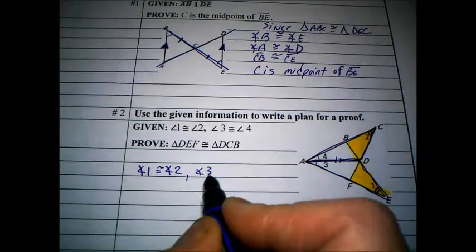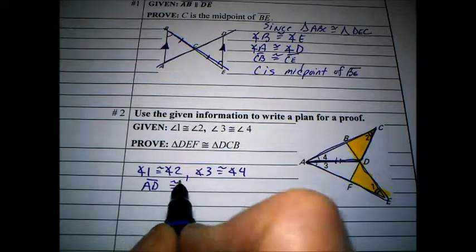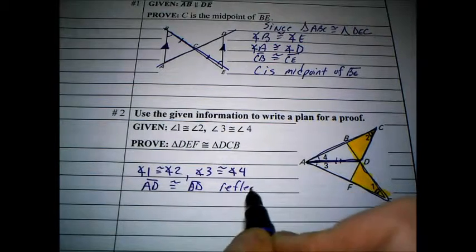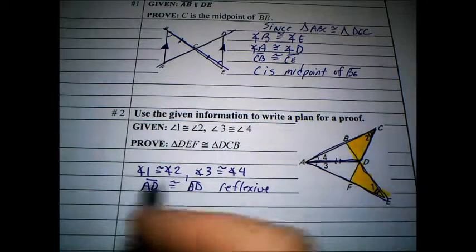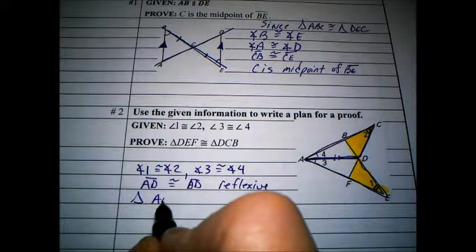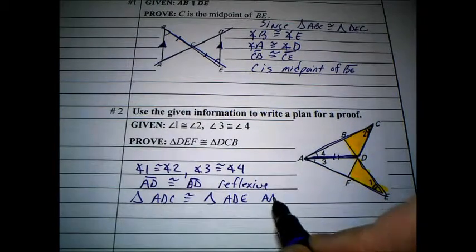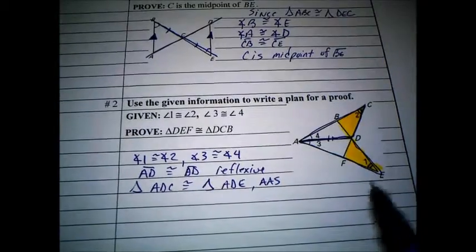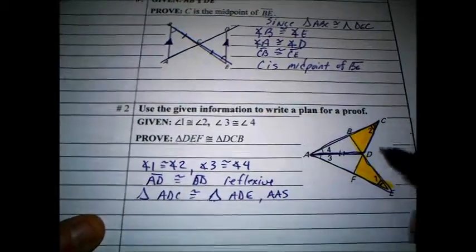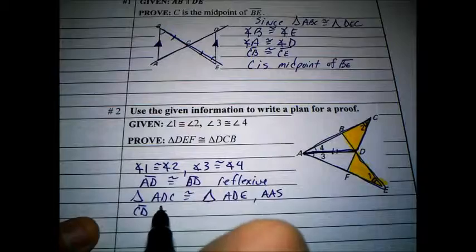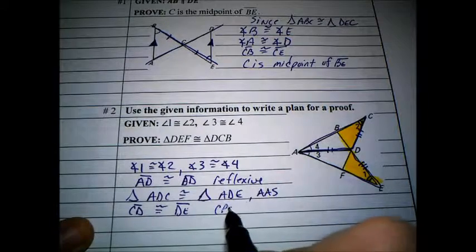Thank you. So I can say that AD is congruent to AD because it's reflexive, and since I know that I have angle, angle, and side, I'd say that triangle ADC is congruent to triangle ADE, and that reason would be angle, angle, side. Now I have my proving of triangles congruent. I can say by pieces that CD is congruent to this side here because it's part of the two triangles, and that would be CPCTC. I know those are congruent to each other.